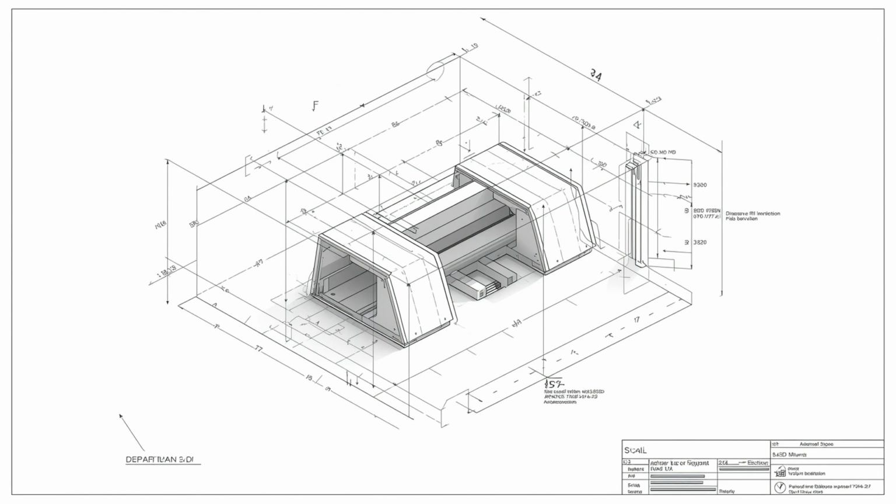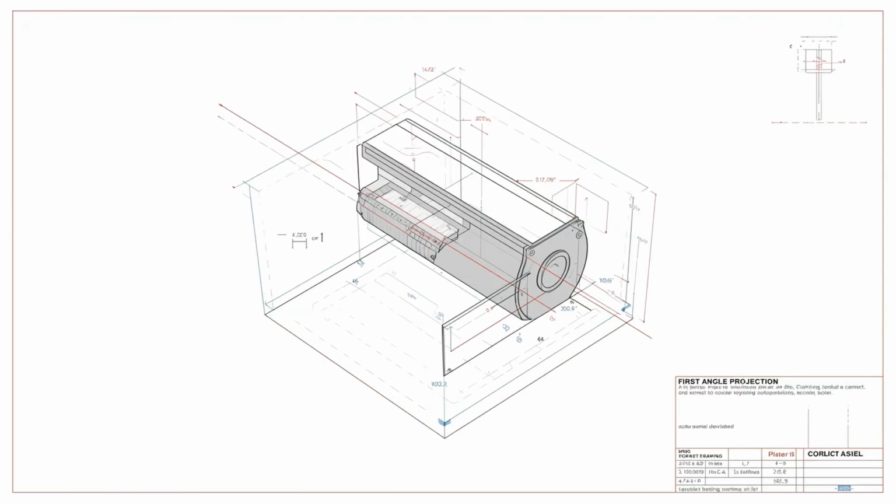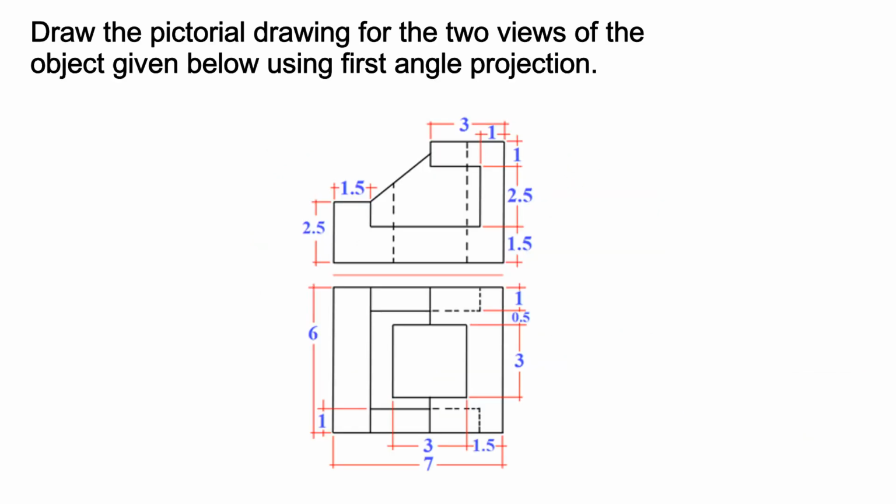I'm your technical drawing teacher, and today we're going to do something really interesting. We're going to take two views from a first angle projection and turn them into a full pictorial isometric drawing. Sounds tricky? Don't worry, I'll walk you through it smartly, step by step. Let's begin.